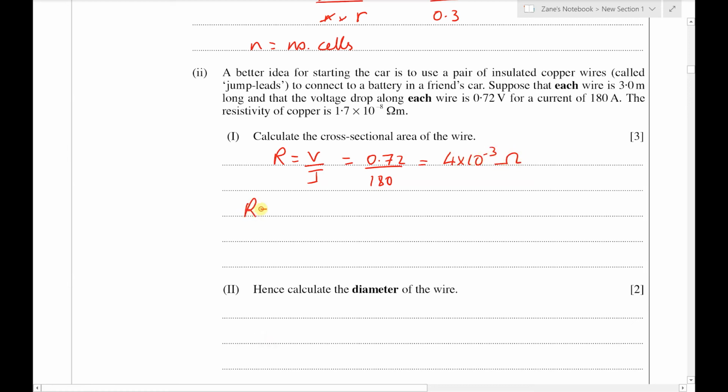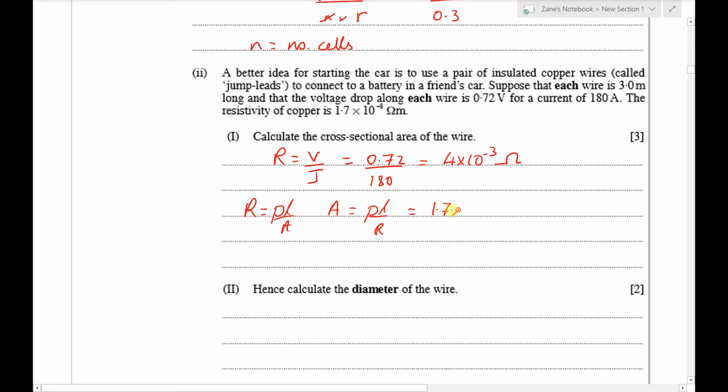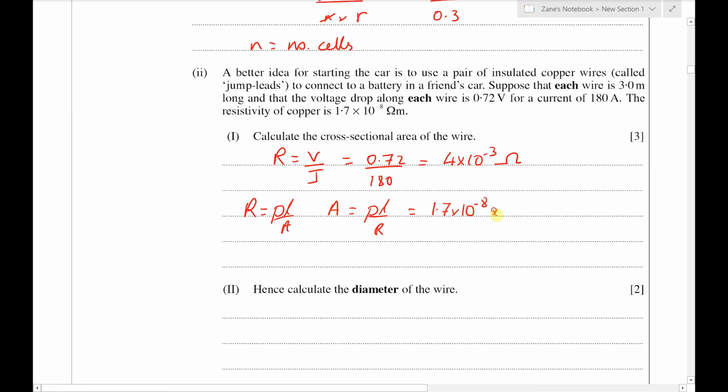Next, we can use the resistivity formula, R equals rho L over A, and rearrange it. A is rho L over R. So put in the figures. Rho is 1.7 times 10 to the minus 8. Length is 3 meters. The resistance is 4 times 10 to the minus 3 ohms. We put those into the calculator. We get an answer of 1.275 times 10 to the minus 5 meters squared.